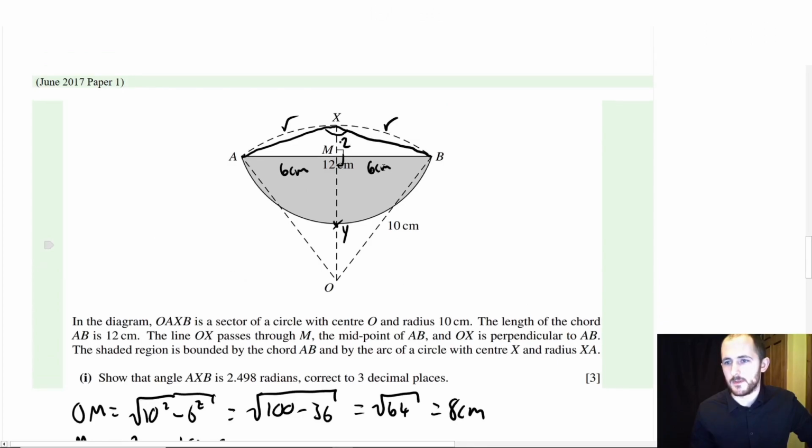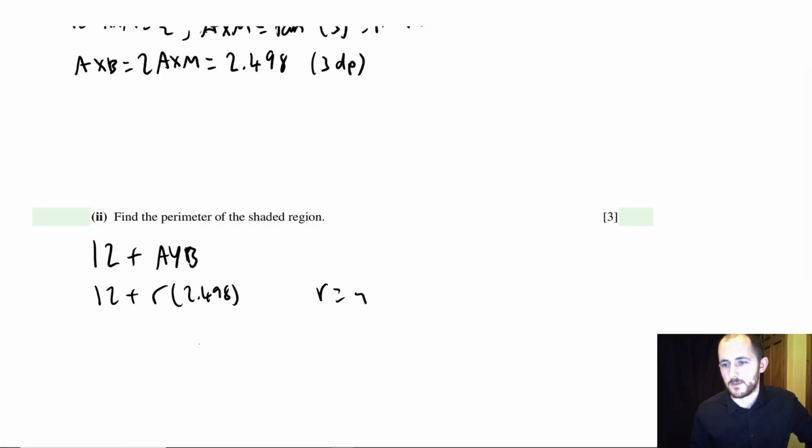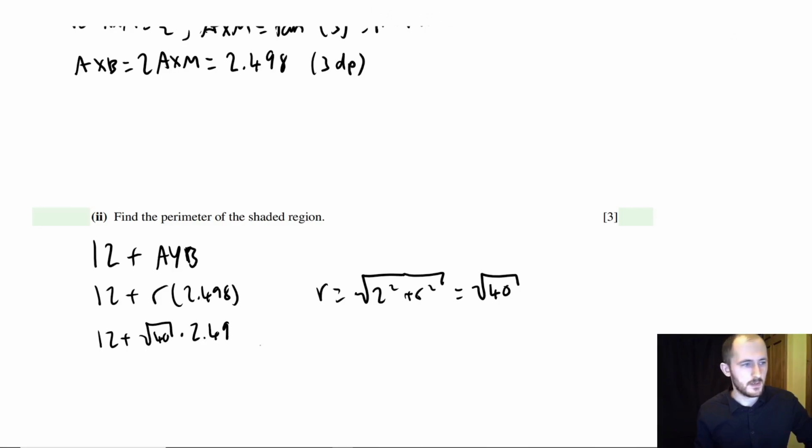R is going to be equal to 2 squared plus 6 squared, all square rooted. So that is going to be 12 plus r, and theta was 2.498. Okay, so now r is equal to square root, it was 2 squared plus 6 squared. I'm really hoping it was 2 squared plus 6 squared. So let's do that. So that's going to be square root 40, which we can't really work out, but we can make it 2 root 10, but there's no point. So this is 12 plus square root 40 times 2.498. So all we need to do is work out what that value is.